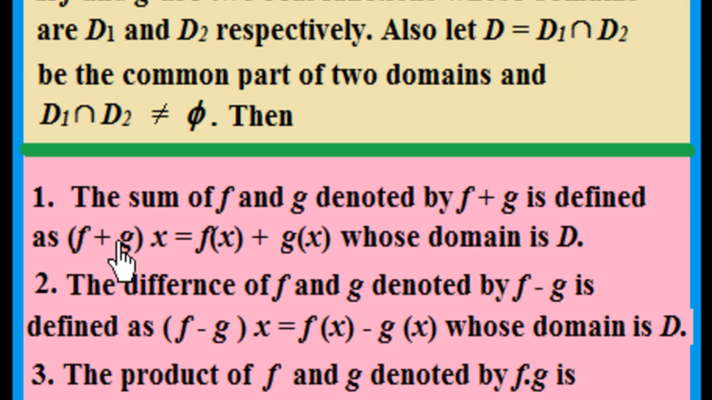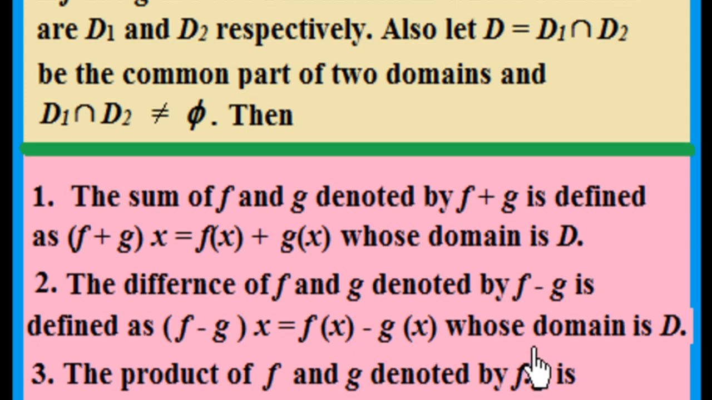You see here, the sum of f and g, denoted by f plus g, is defined as (f plus g)(x) equals f(x) plus g(x), whose domain is d. D is d1 intersection d2, where d1 is the domain of f and d2 is the domain of g. The difference of f and g, denoted by f minus g, is defined by (f minus g)(x) equals f(x) minus g(x), whose domain is d.